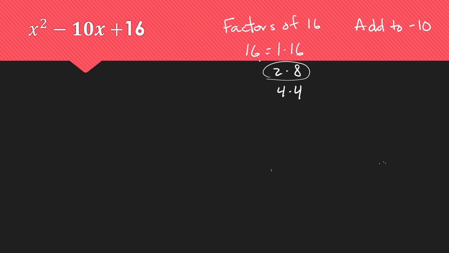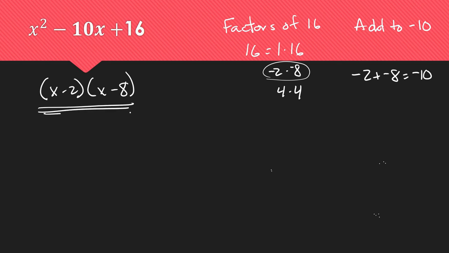However, to get a positive 16, if I make this negative times negative, negative 2 times negative 8 is still positive 16, and negative 2 plus negative 8 is negative 10. So my numbers are going to be negative 2 and negative 8, writing them into my factored form, x minus 2, x minus 8. And again, if you want to check that, FOIL it out, you will get x squared minus 10x plus 16. So those are my factors.